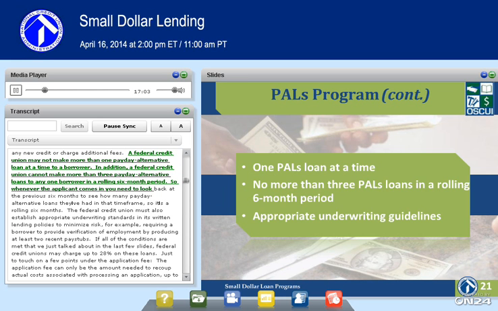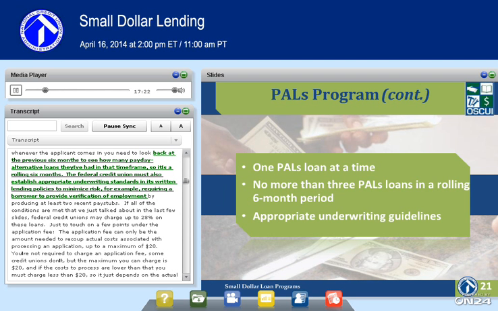A federal credit union may not make more than 1 payday alternative loan at a time to a borrower. In addition, a federal credit union cannot make more than 3 payday alternative loans to any one borrower in a rolling 6-month period. So whenever the applicant comes in, you need to look back at the previous 6 months to see how many payday alternative loans they've had in that time frame. So it's a rolling 6 months.